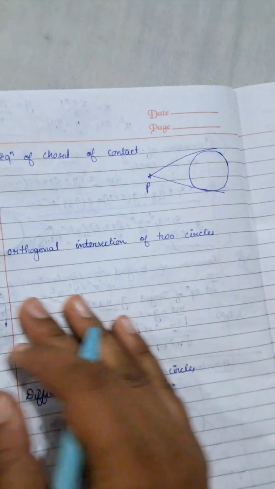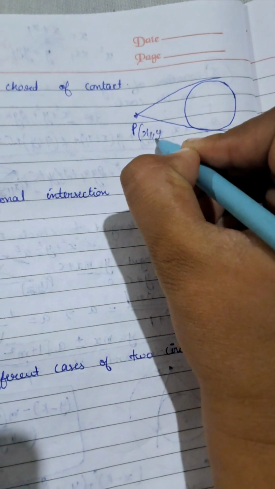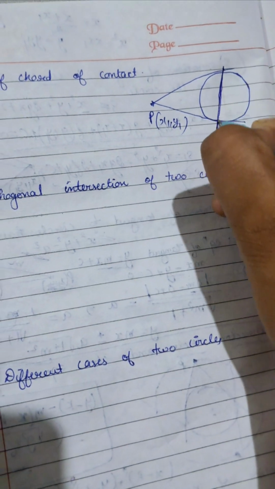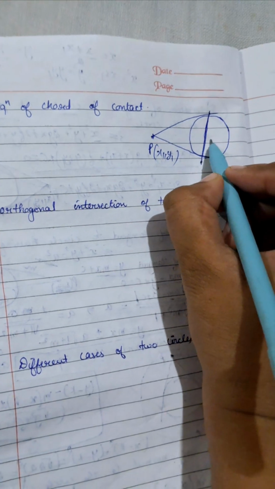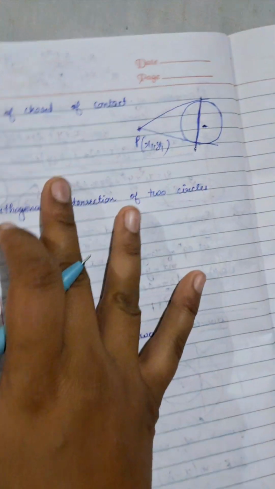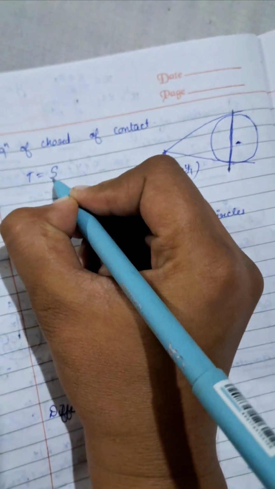Next is the equation of chord of contact. Suppose at point P (x1, y1), I am going to draw two tangents and this is the chord of contact. So now the equation of chord of contact, its equation is T equals S1.